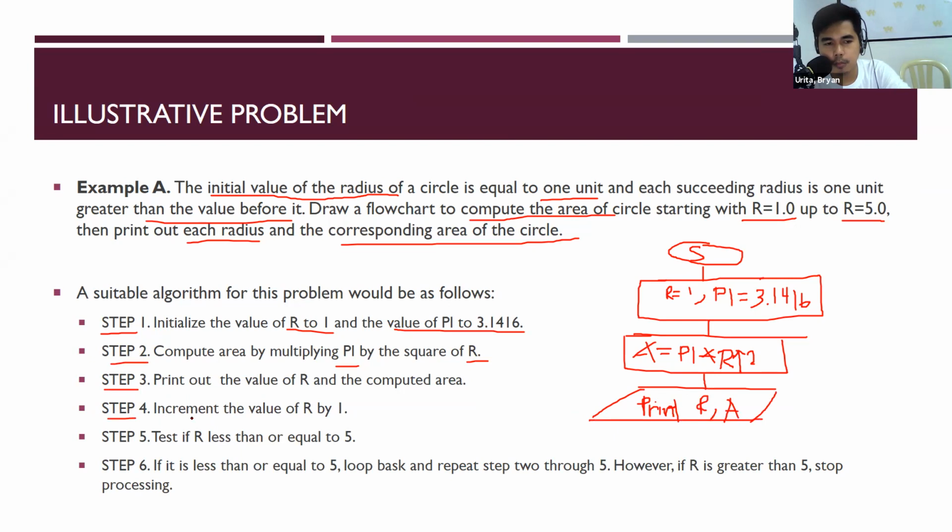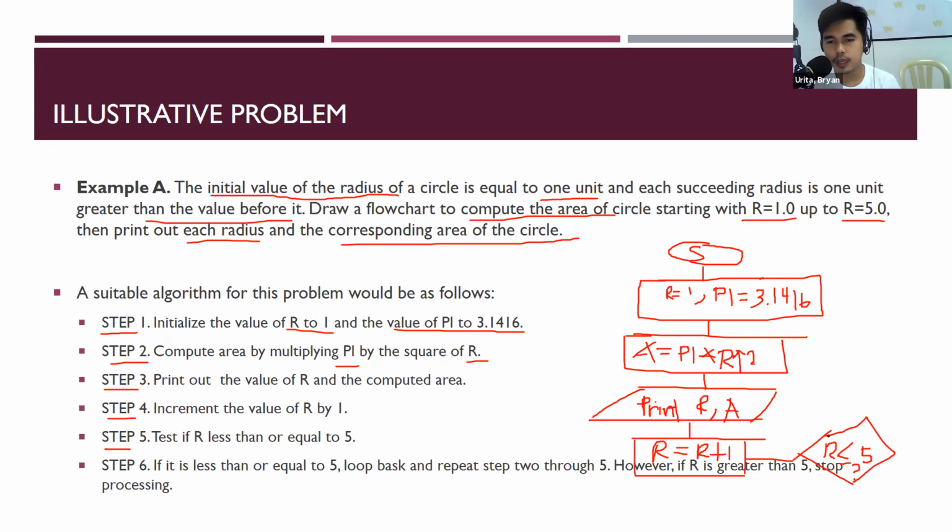Step four, increment the value of R by 1. So another processing symbol. Increment by 1 daw, that means R is equal to R plus 1. Next, step 5. Test if R is less than or equal to 5. Now, itetest na natin kung ano yung value ng R natin. Test, ibig sabihin decision symbol. That will be R. Is it less than or equal to 5? Okay. Question yan. May question mark yan.